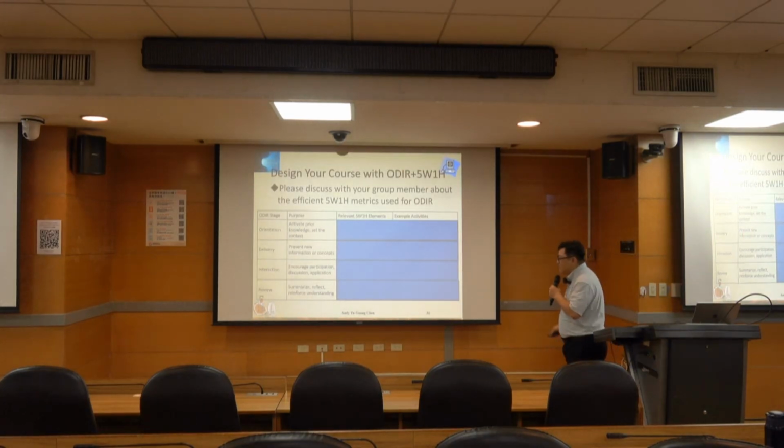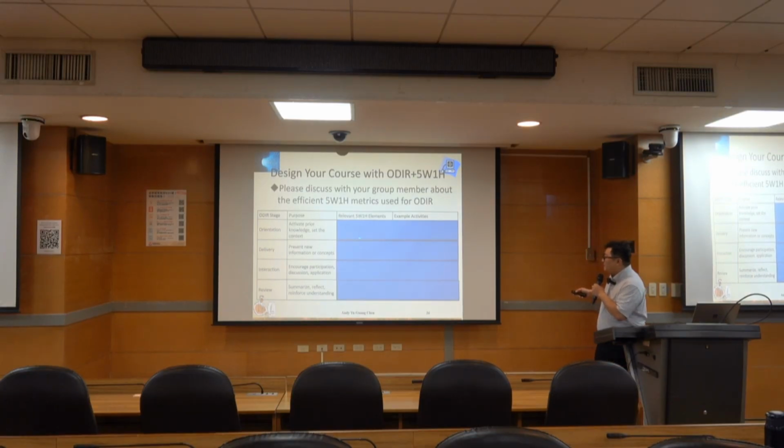So here the task is that we have the ODIR stages, right? And we also know that we have the 5W1H explanation method, right? If you want to put them together, which 5W1H do you think you should discuss at orientation, at delivery, at interaction, and at review? So what are the corresponding matches? And can you give example activities here? How can you use activities to let students engage with the different stages of the class? Is it clear?